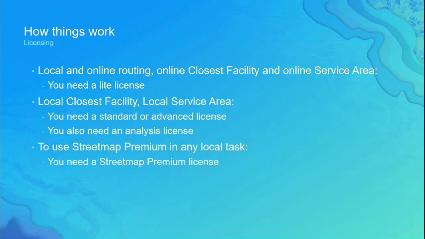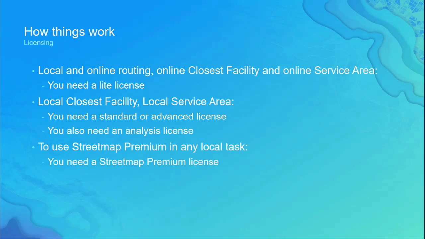I worked hard to make this slide simple. Licensing. Actually, I worked hard to implement licensing. Depending on what you want to do, this will tell you what you need for licenses. If you want local or online routing, the online closest facility task, and the online service area task, all you need is a light license. So with a light license, if you already have ArcGIS Server installed, you can conveniently talk to your own server installation from your SDK. Also for local routing, all you need is a light license.